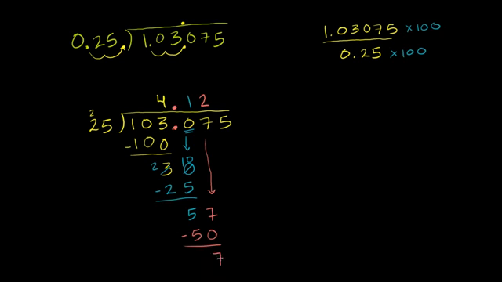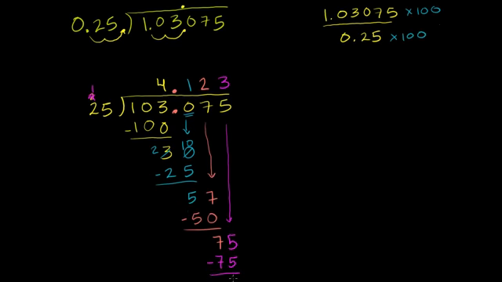And now we're almost done. We can bring down this 5. We bring down that 5 right over there. 25 goes into 75 3 times. 3 times 25 is 75. We say 3 times 5 is 15. Regroup the 1. We can ignore that. That was from before. 3 times 2 is 6, plus 1 is 7. So you can see that. And then we subtract. And then we have no remainder.